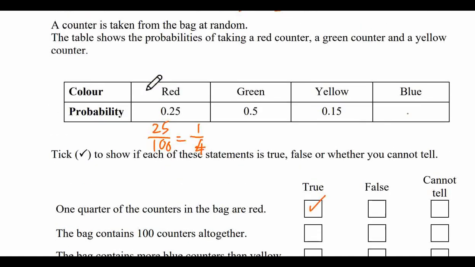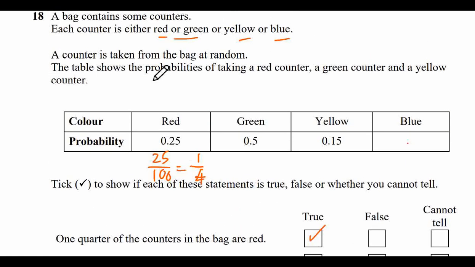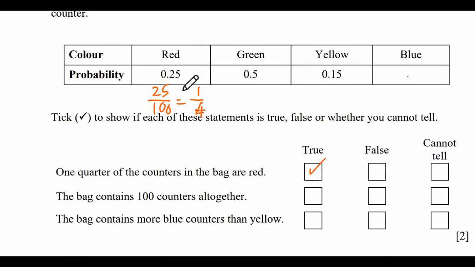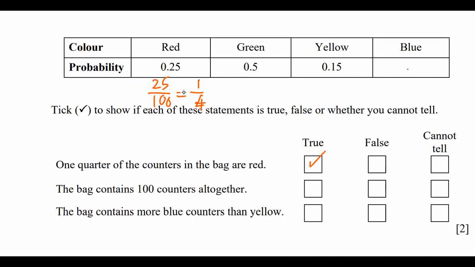The bag contains 100 counters altogether. Let's see if there's information. 100 counters. It says only some counters, and then it only shows the probability. So we are not sure if this is 100 or not, so we cannot tell.